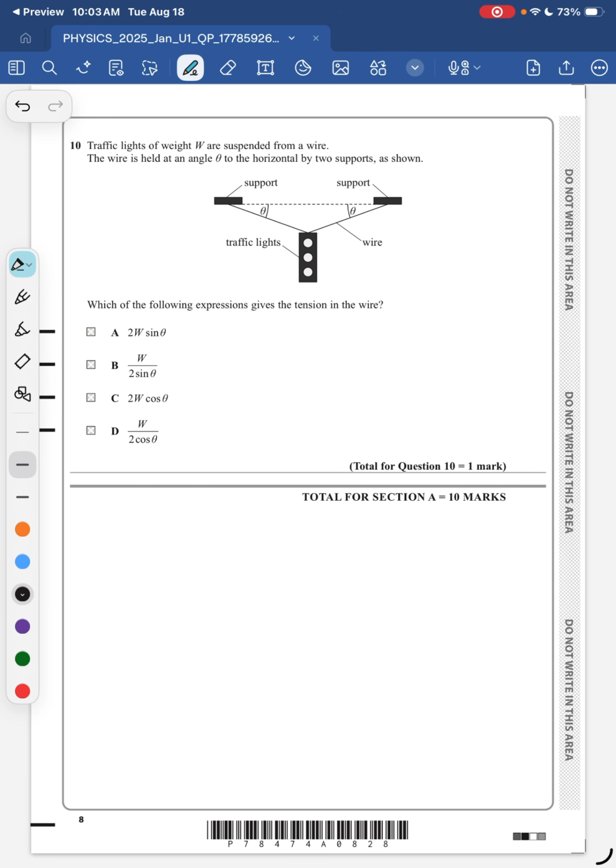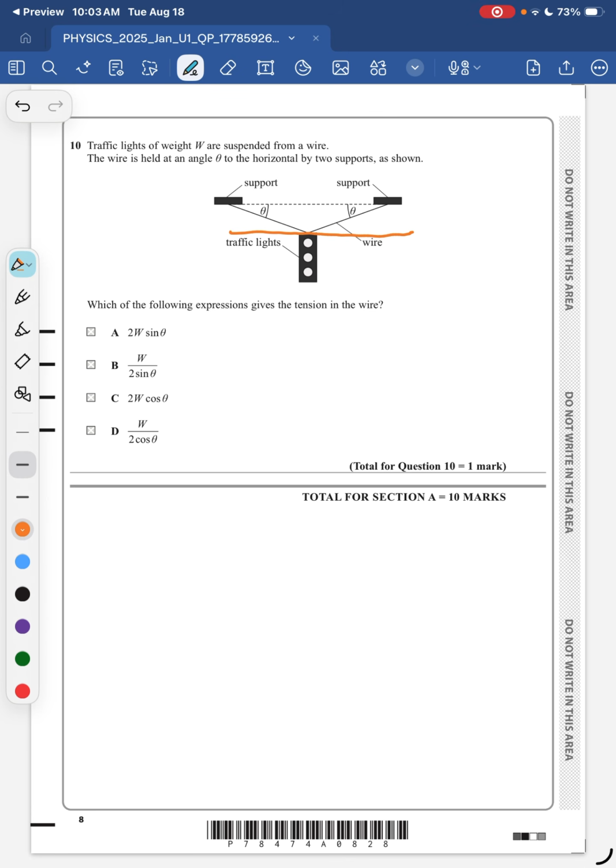10 traffic lights of weight W are suspended from a wire. The wire is held at an angle theta to the horizontal by 2 supports as shown. Which of the following expressions gives the tension in the wire? Okay, we need to do some geometry now.